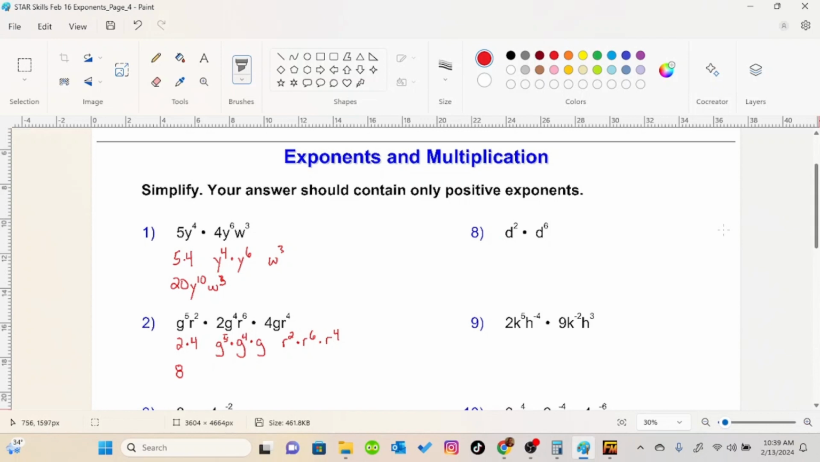G to the 5th times g to the 4th times g. We add the exponents together. So 5 plus 4 is 9, plus 1 is 10. So we have g to the 10th. And then when we look at the r's, 2 plus 6 is 8, and 8 plus 4 is 12. So we have r to the 12th. And our final answer is 8 times g to the 10th times r to the 12th.